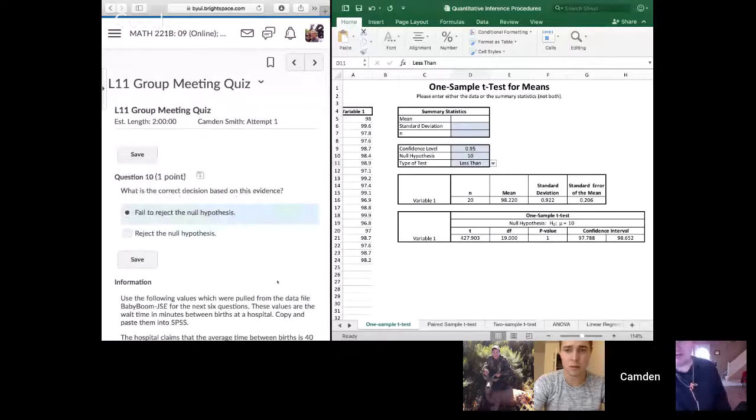What's the, oh, I can't think of what it's called. The alpha. Level of significance. Let me double check if they write it down.